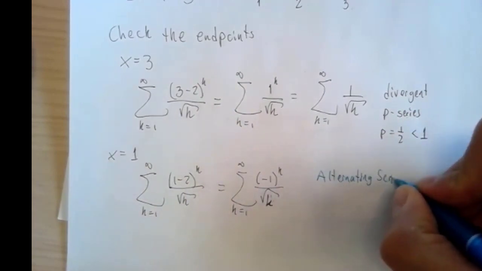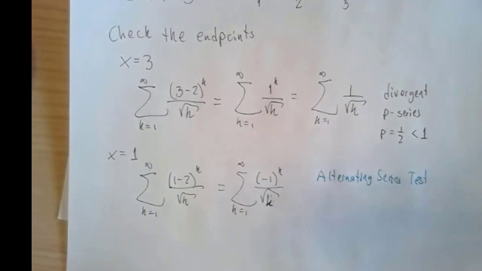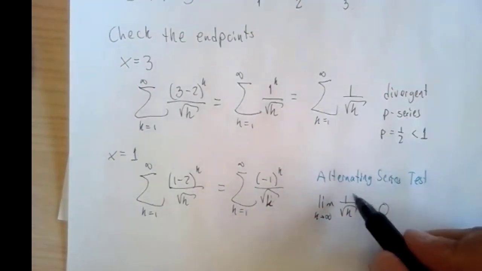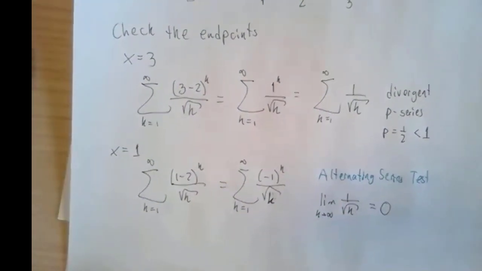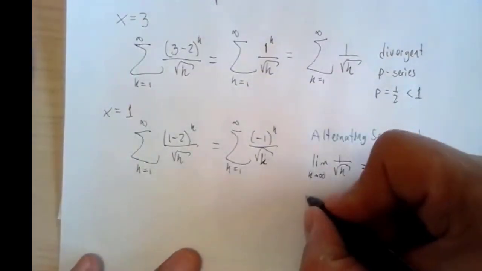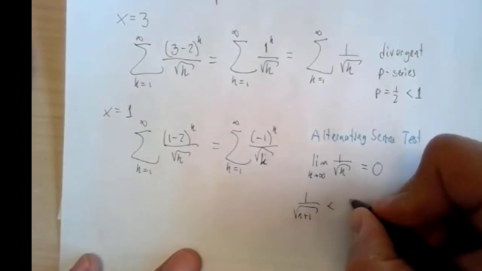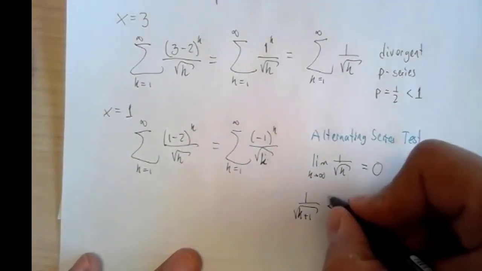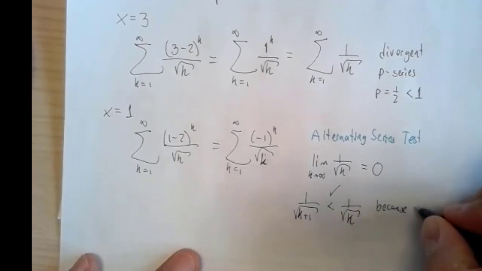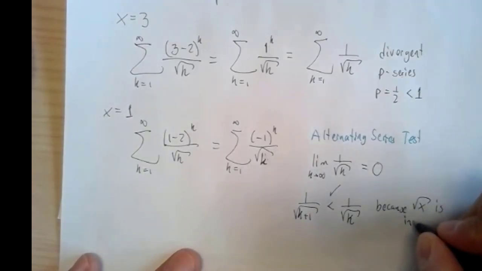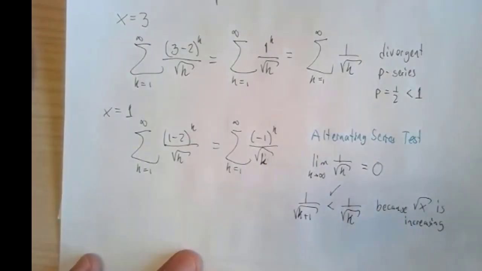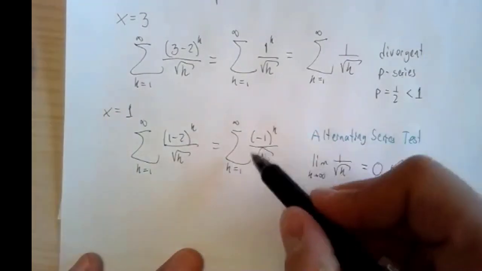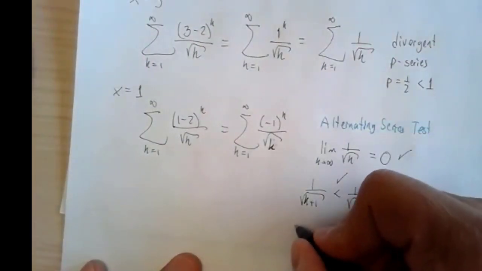Alternating series test. Why? Because what is the limit of 1 over root k? Well, that's 0, right? 1 over something that becomes really big, it's 0. And also, it is true that 1 over root (k plus 1) is always less than 1 over root k because the square root function is increasing, right? This is true because the square root of x is increasing, or 1 over square root of x is decreasing, either way. So once you check these two properties, 1 and 2, from the alternating series test, then we know this one is convergent, right? So convergent.